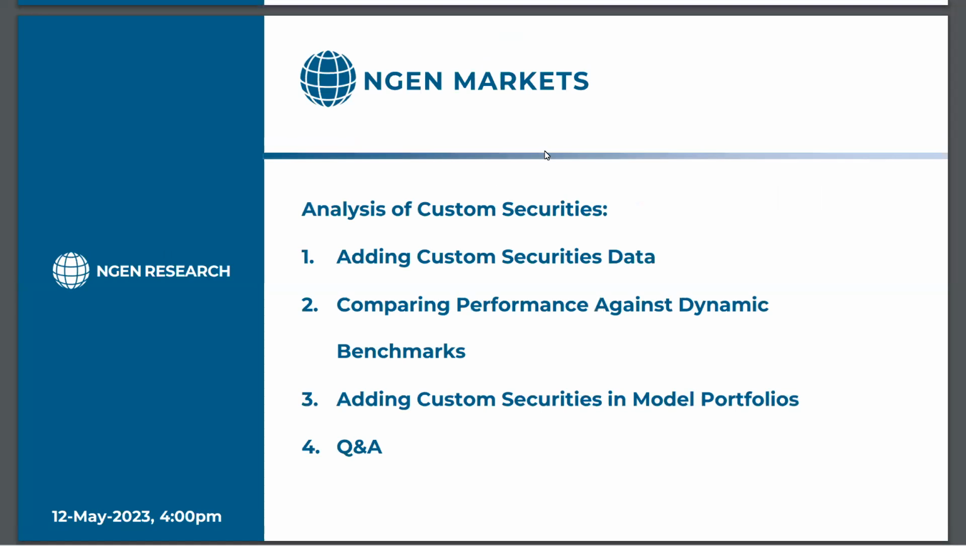So, our topic for today is analysis of custom securities, and we will be taking a look towards three core points here. One of the points is how we can add custom securities datasets in our NGEN Markets terminal for our further analysis. And while doing analysis, we can also take a look towards comparing the performance of these custom securities against dynamic benchmarks and to see how we are creating different sets of parameters based on the dynamicity of the benchmarks and the comparative parameters we have.